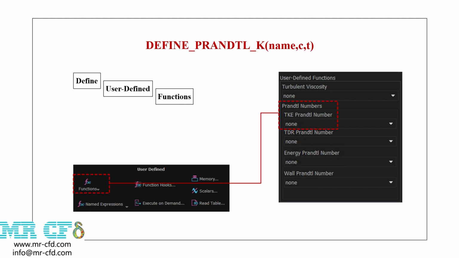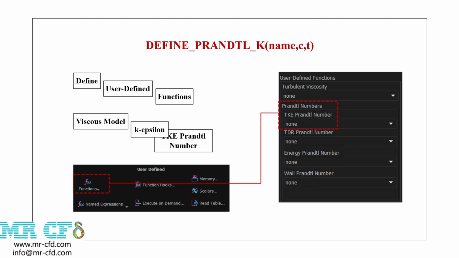Now, suppose the UDF function is related to the Prandtl number in the turbulence kinetic energy equation. So go to the Viscous Model settings section and select the desired turbulence model. This turbulence model consists of 2 equations, including the turbulence kinetic energy equation and the energy dissipation rate. To define the Prandtl number of the turbulence kinetic energy equation, go to the TKE Prandtl Number section. Finally, select and activate the called UDF function.